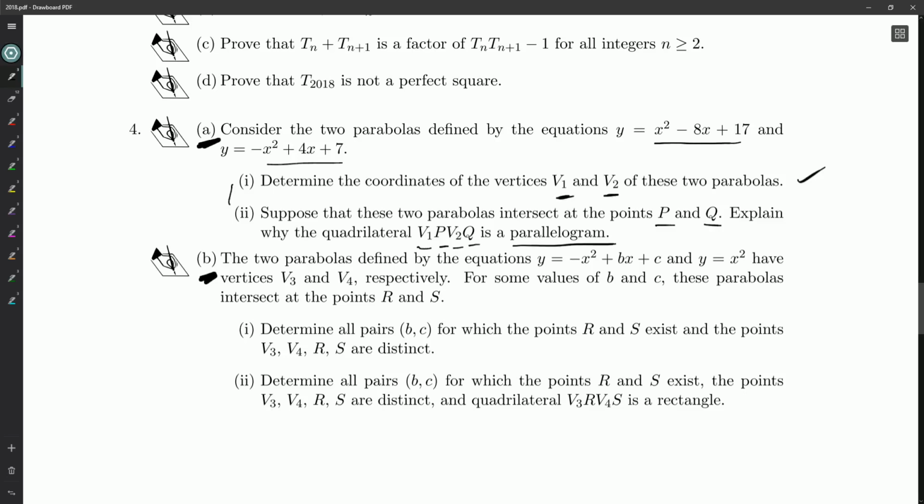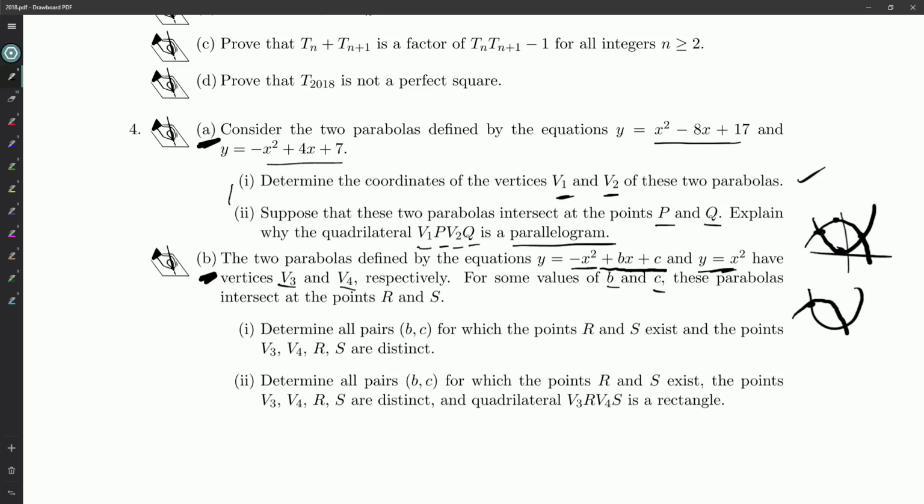Two parabolas, this time, again, a downward-facing one, negative x squared plus bx plus c. And then a very simple one, just the standard parabola, y equals x squared. And we've got vertices v3 and v4. For some values, B and C, these parabolas will intersect. I guess the other one sort of looks like this. Determine all pairs BC for which points R and S exist and all 4 points are distinct. Because it is possible that the vertex of one of the parabolas is on here. So we do want to make sure they're distinct, I guess.